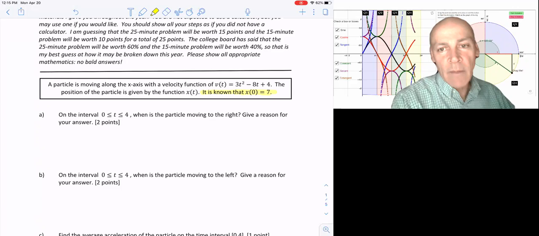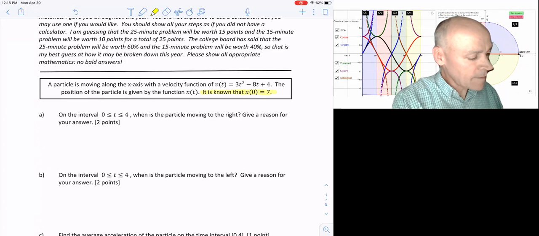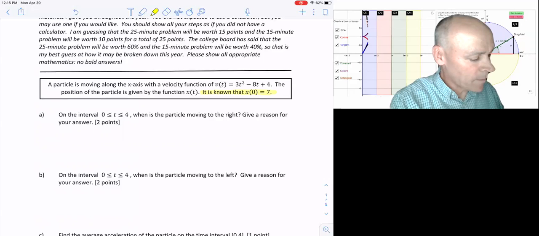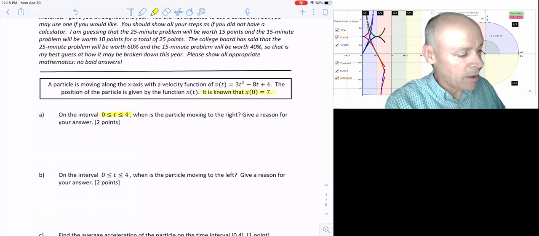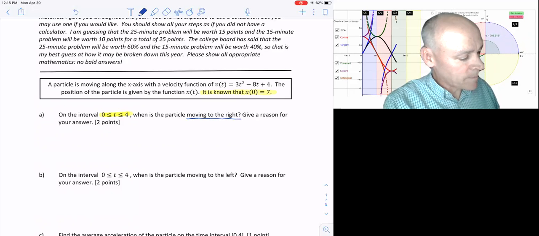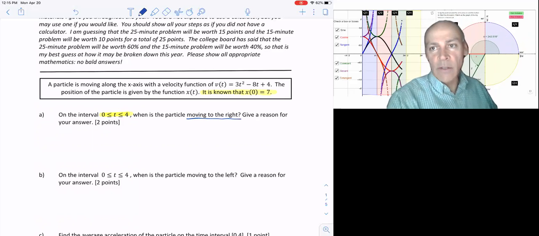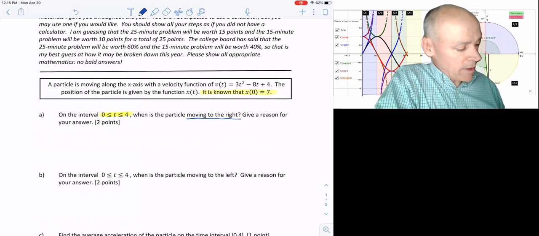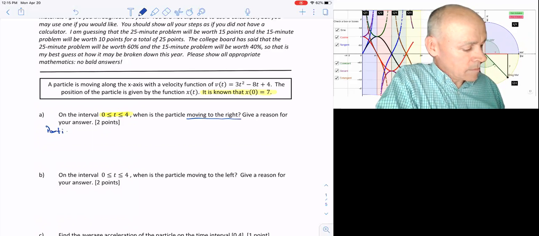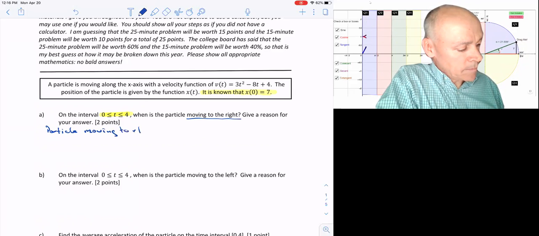Okay, so part A says on the interval from 0 to 4. Again, we're just looking at the interval from 0 to 4. When is the particle moving to the right? Give a reason for your answer. Well, we know what's going to indicate the particle is moving to the right is when velocity is positive. So I'm just going to say the particle is moving to the right when v(t) is greater than 0.